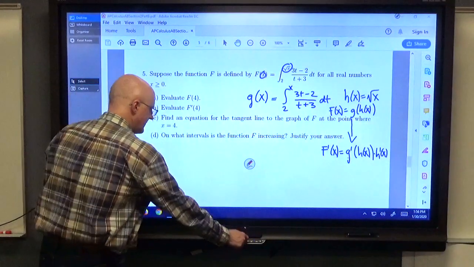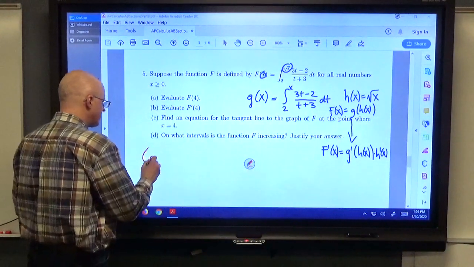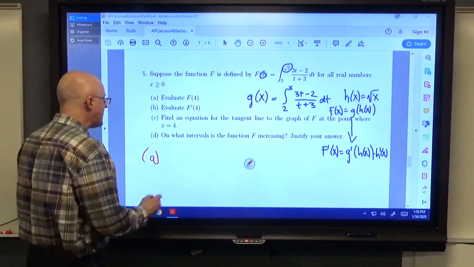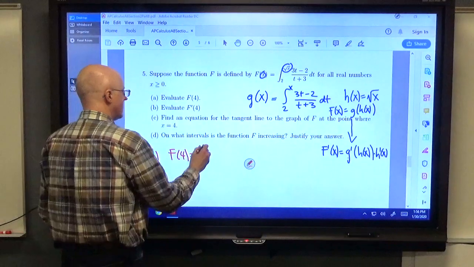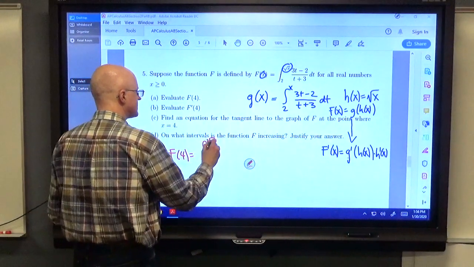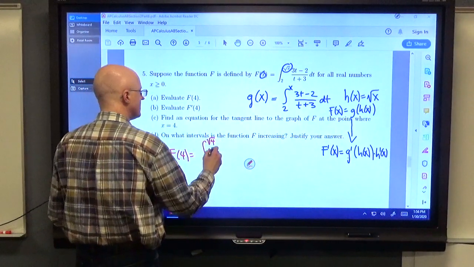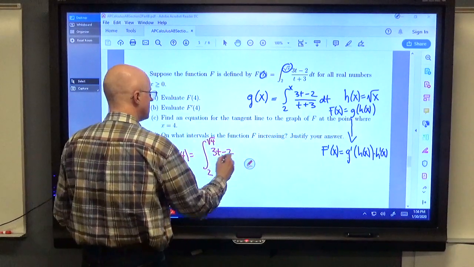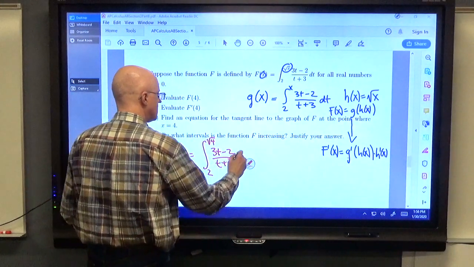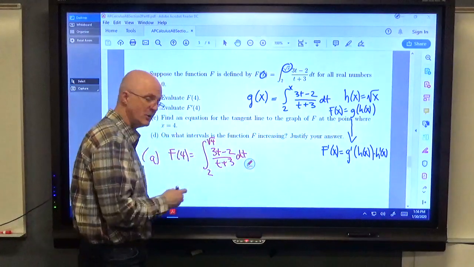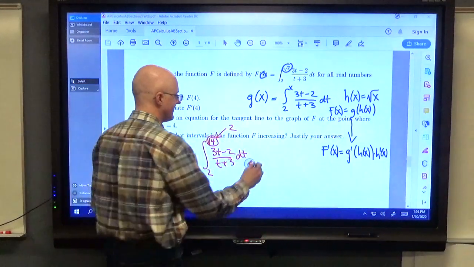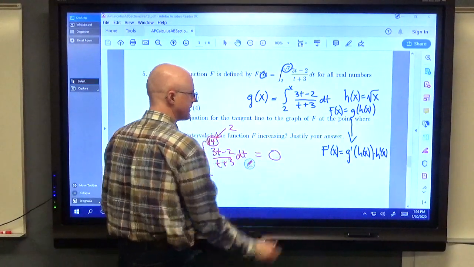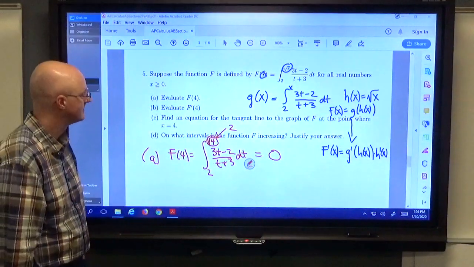Let's start doing the problem now. A is actually pretty easy because square root of 4 is 2. And so we're really integrating from 2 to 2. That's a 2 there. No area under the graph from 2 to 2, the answer is 0. So A is easy.